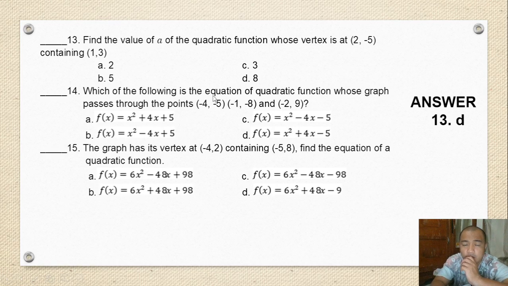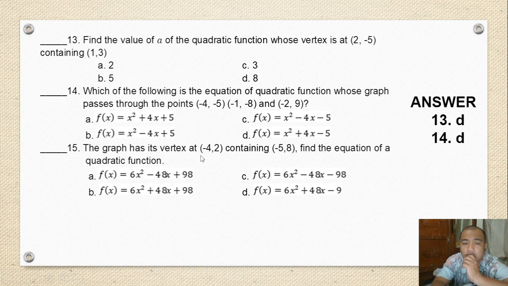Number 14, which of the following is the equation of the quadratic function whose graph passes through the points (-4, -5), (-1, -8), and (-2, 9)? Okay, this will have a long solution. So I'll give you the answer, and again, show me the solution, to be submitted in a private message. The answer is x squared plus 4x minus 5.